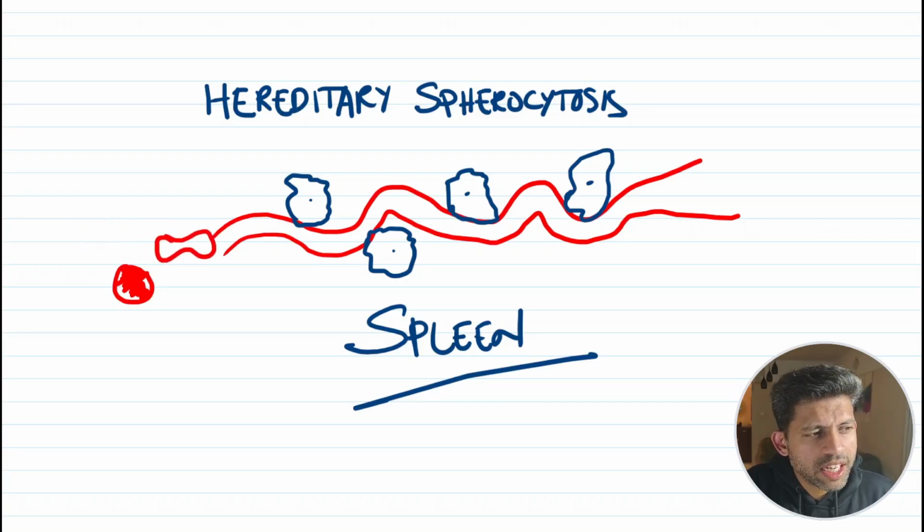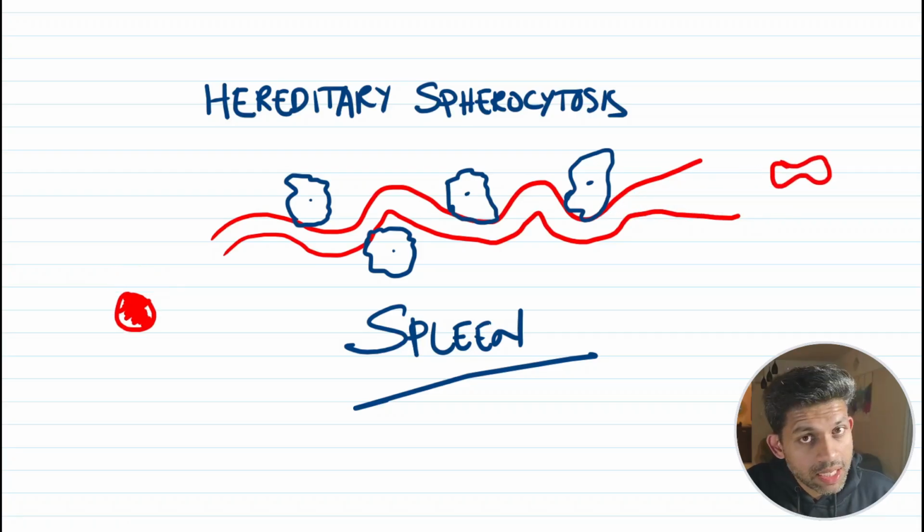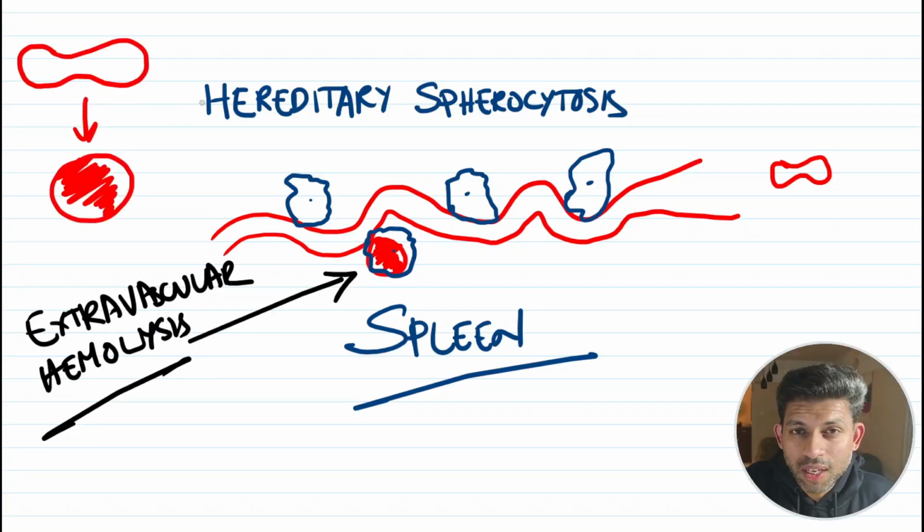Normal biconcave disc-shaped RBCs are deformable, and so they go through the splenic cords without much trouble, as they are quite flexible. But in hereditary spherocytosis, these dense RBCs are not flexible and they sort of get stuck while going through the splenic cords, and they are eaten up by splenic macrophages. This causes extravascular hemolysis.